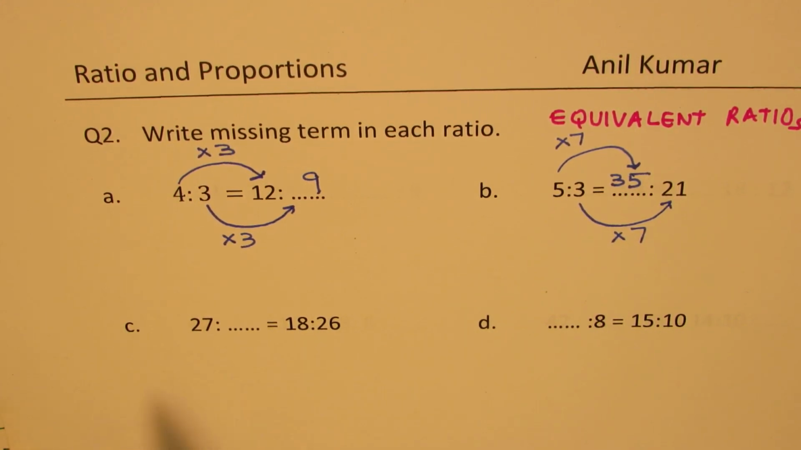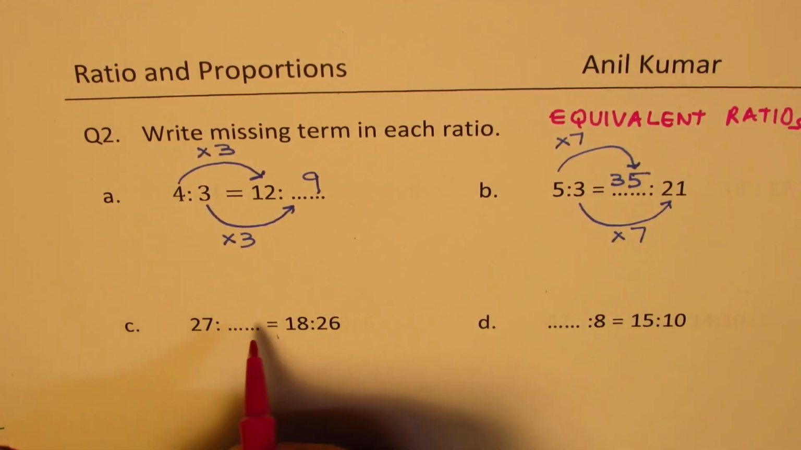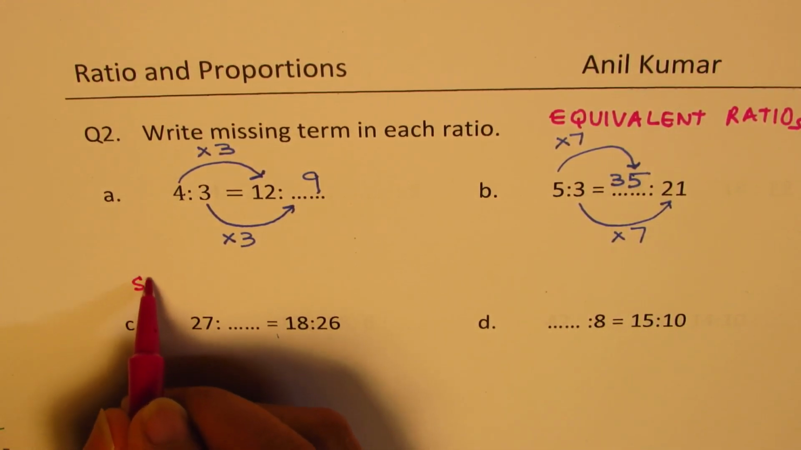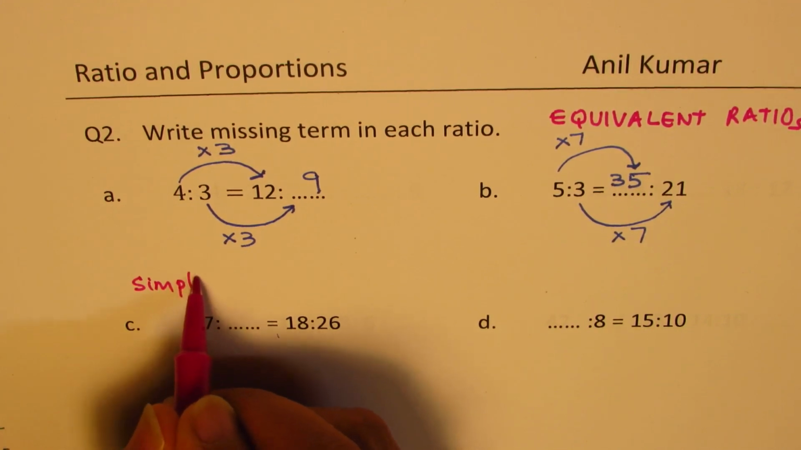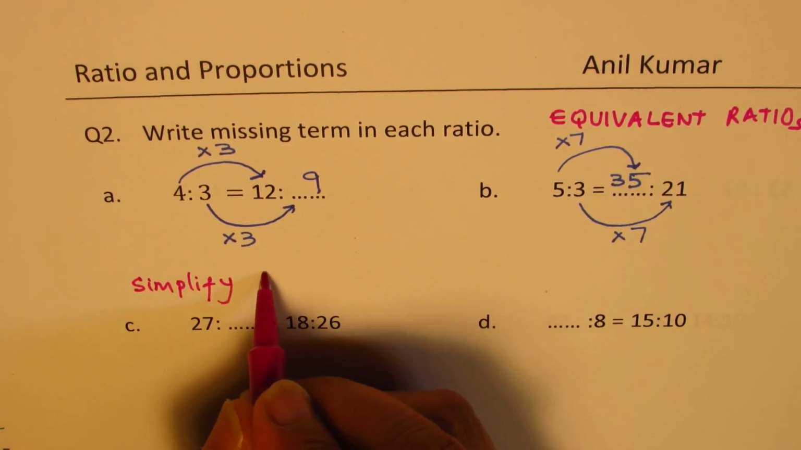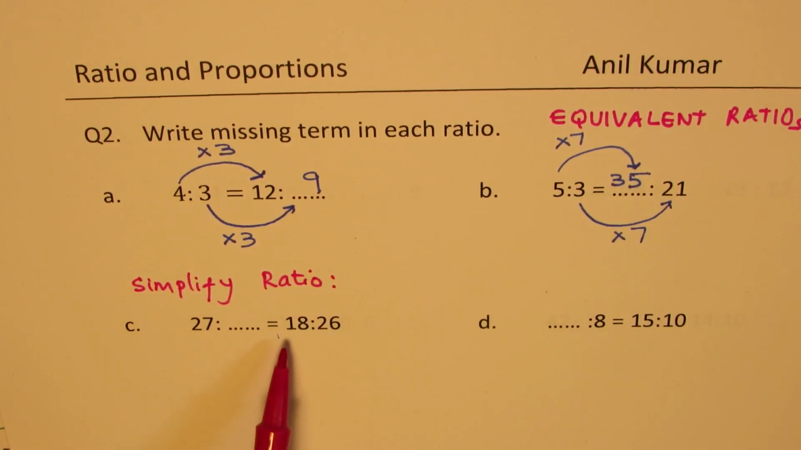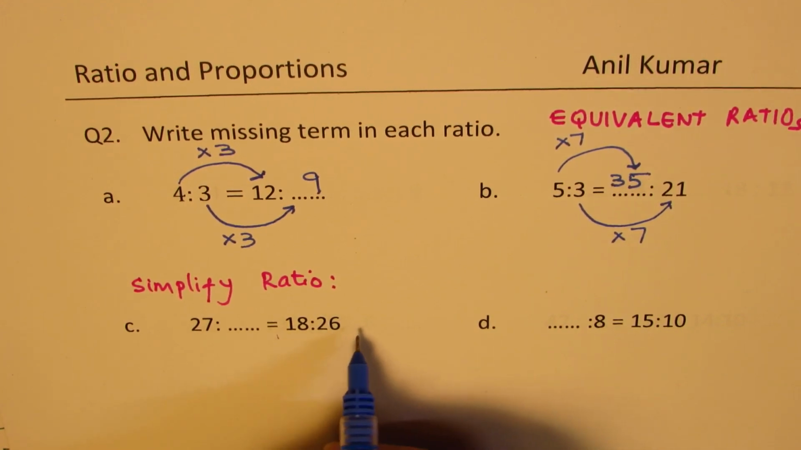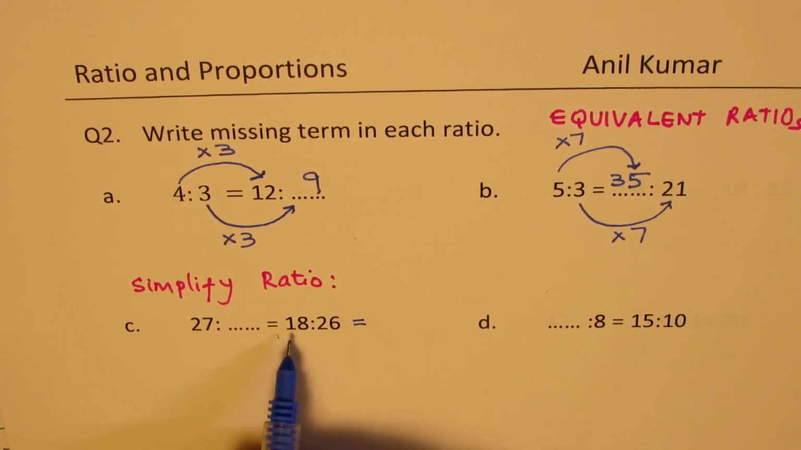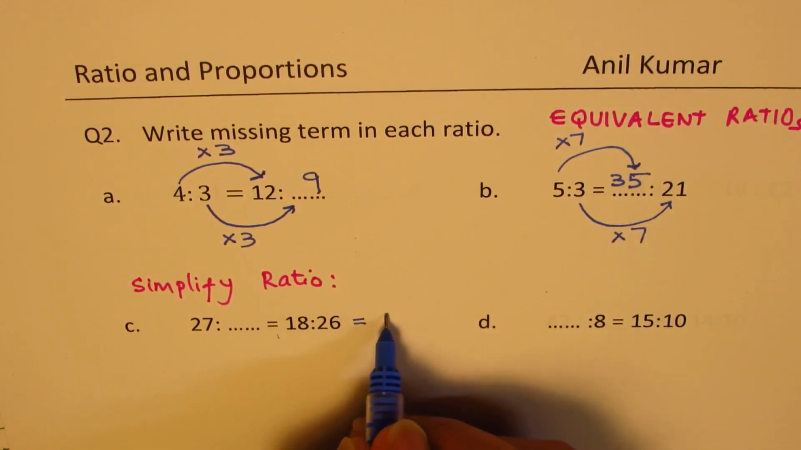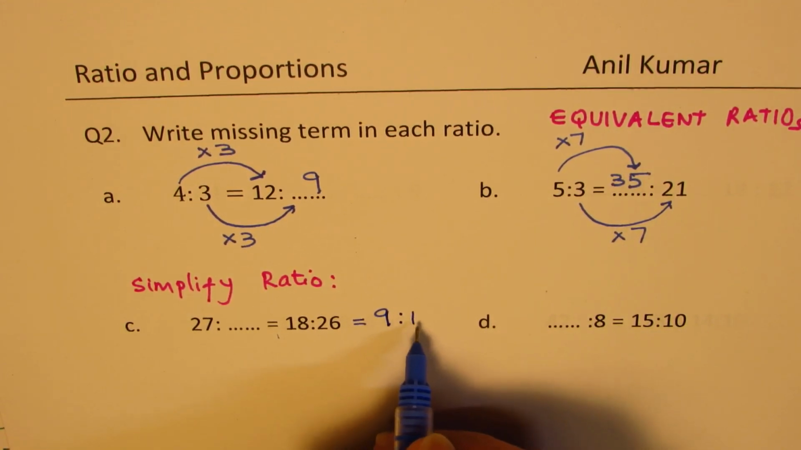Clear? So that is one way of doing it, right? So whatever ratio is given to us, we could write this in simplified form. We say simplify the ratio, and then we do it. Is it okay? So we are given 18 to 26. I could divide both by 2, right? So if I divide both by 2, I get 9 is to 13.